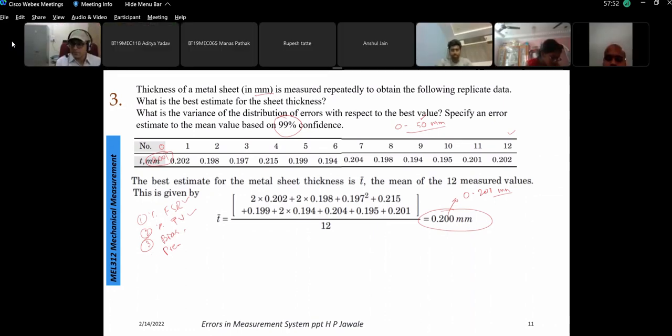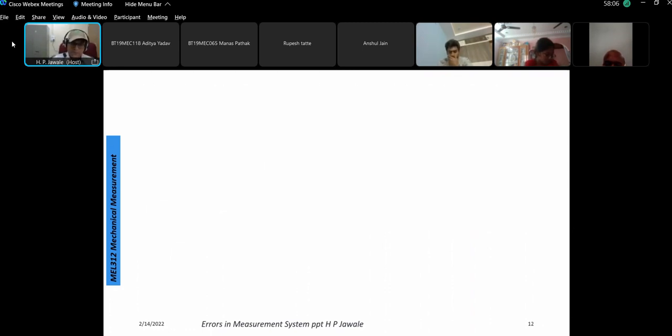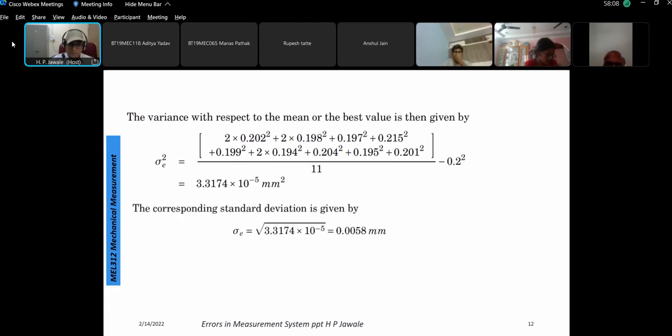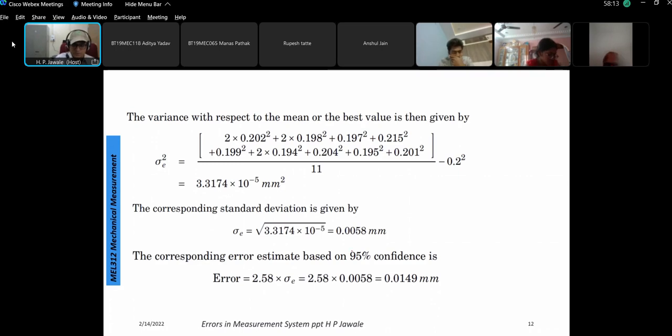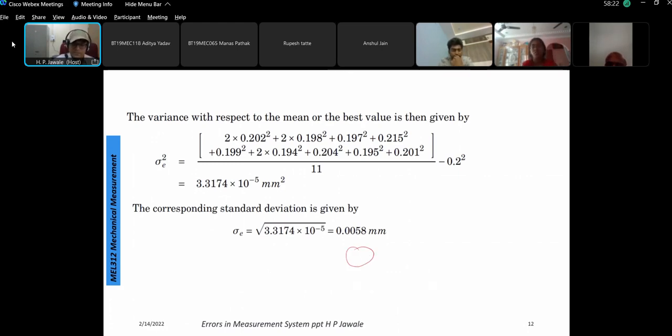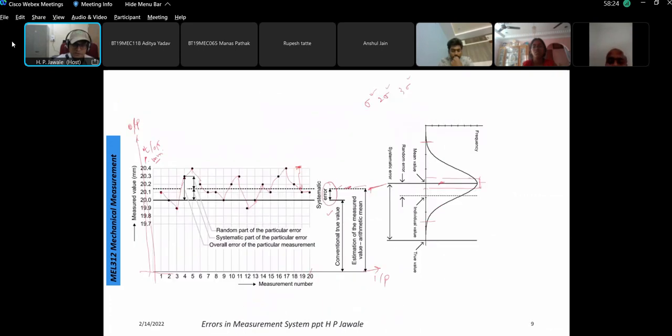Then tolerance band can be found out: the maximum error on the plus side, maximum error on the minus side. So now you can anticipate that what we had discussed earlier can be applied to this data. Then variance is found out for 99%. It was asked for 99%, but you can use the value for sigma limit 95%, 99% from the earlier discussion here.